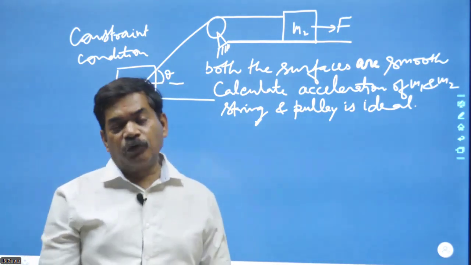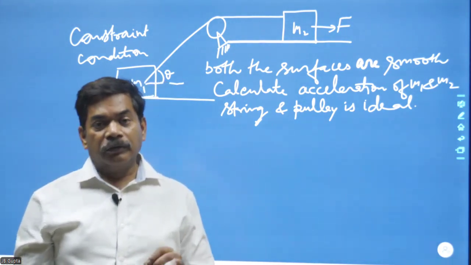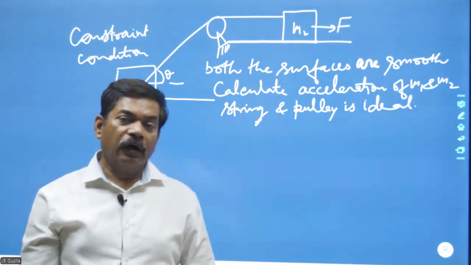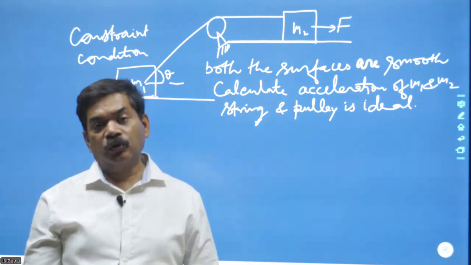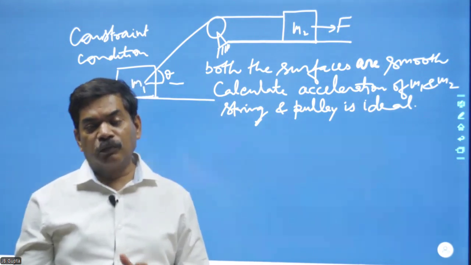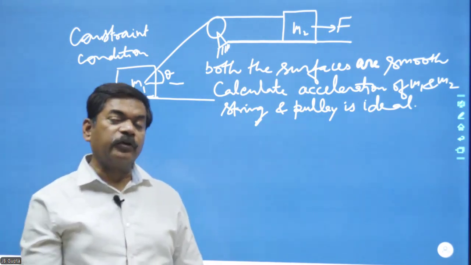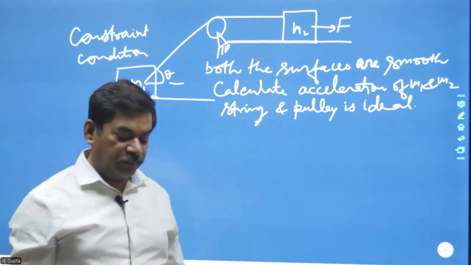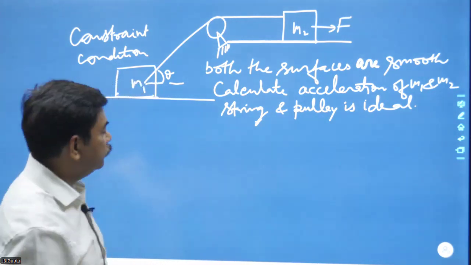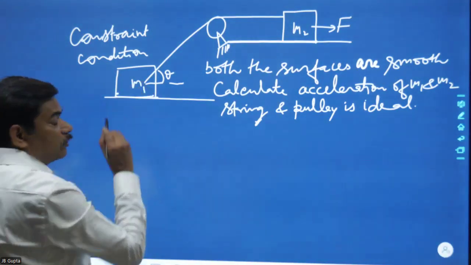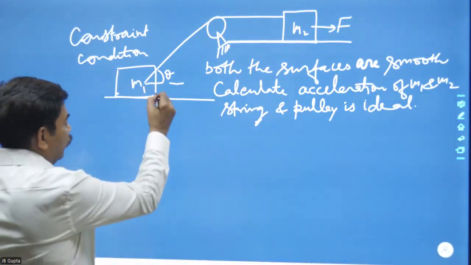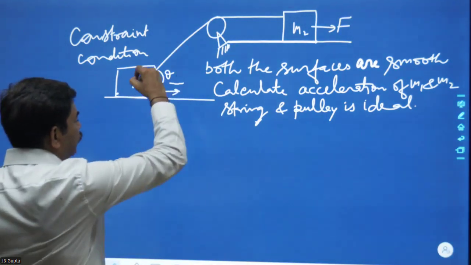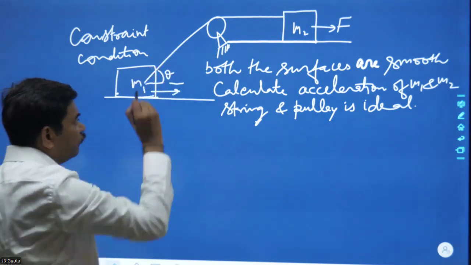There are various kinds of questions based upon the constraint condition. This is one of the first questions of that kind. In future, I'll be giving you more examples to clear almost all kinds of questions related to constraint conditions. This type of question has a typical concept. Look at this block here, it will be moving along this direction, and a string is connected to it, and the string is moving at an angle theta.